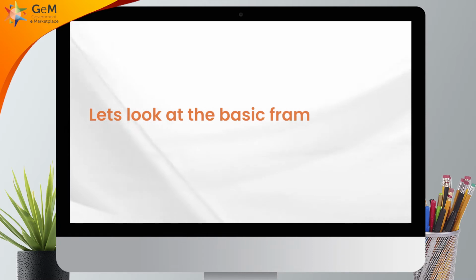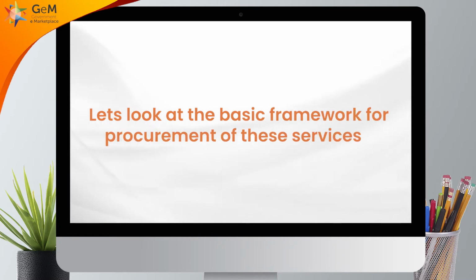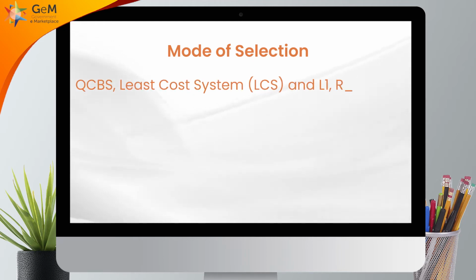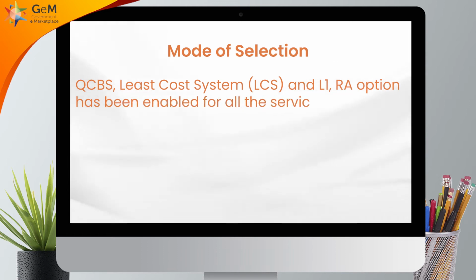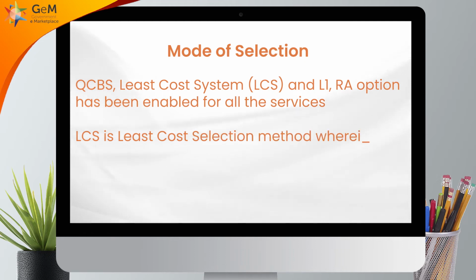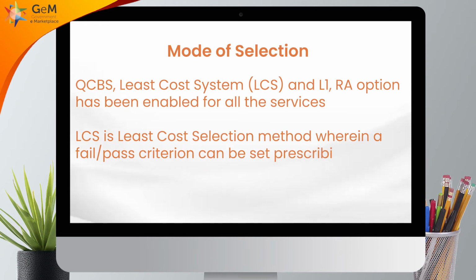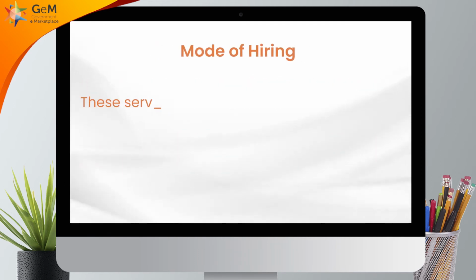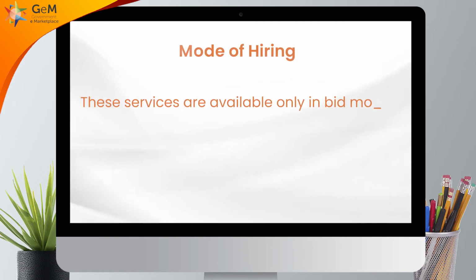Let's look at the basic framework for procurement of these services. Mode of selection: QCBS, Least Cost System, LCS. L1. RA option has been enabled for all the services. LCS is Least Cost Selection Method, wherein a fail or pass criterion can be set, prescribing only the minimum qualifying benchmark. Mode of hiring: these services are available only in bid mode.